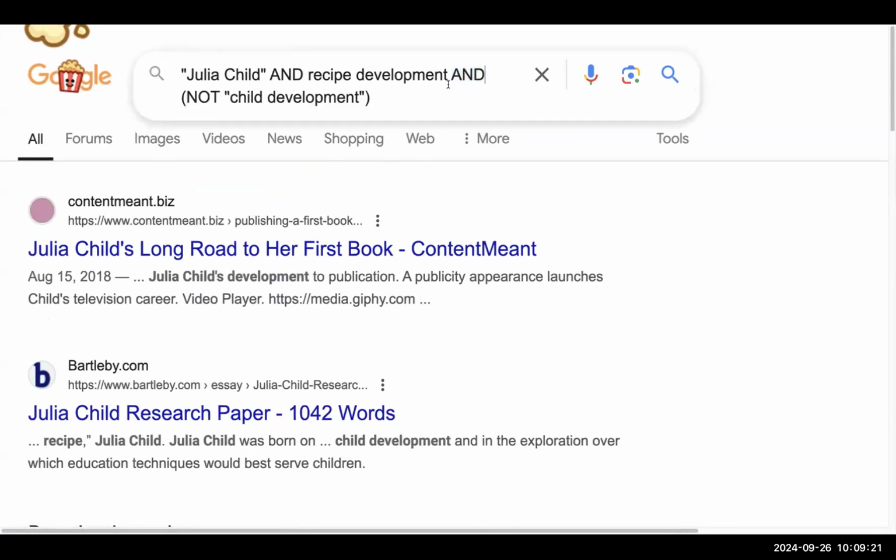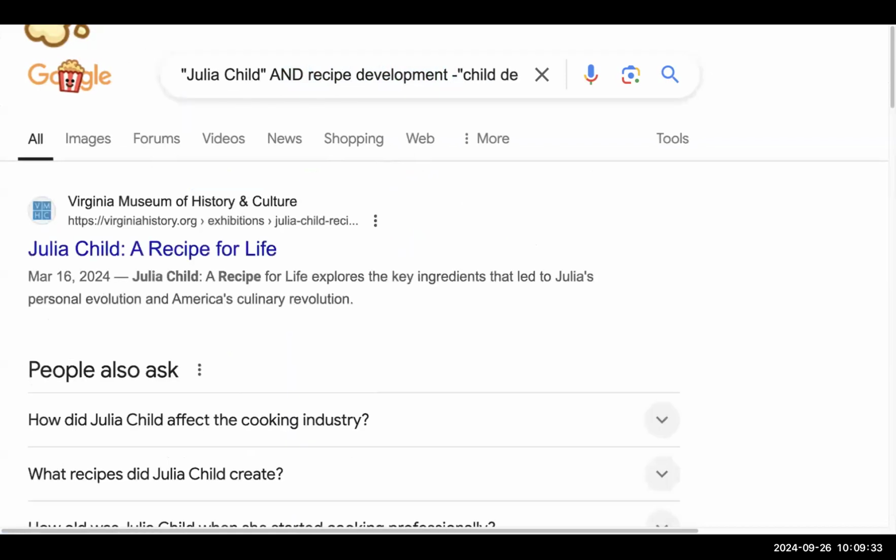Oh, sorry. So with Google, not in our database, use a minus sign. I forgot about that. It's different. That's why it didn't work. Okay. So you use a minus sign. This minus in this search means don't do child development. And there you go. Now it changes.